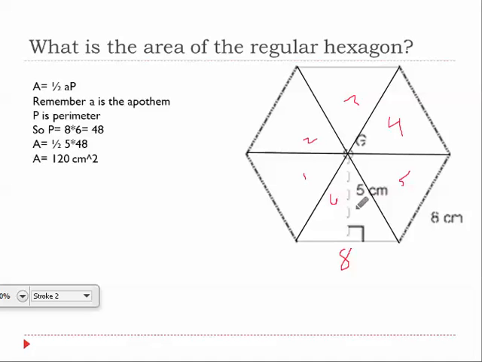I want to show you something. See how that 5 is the height of the triangle? It's also the apothem. This P, which is the perimeter of the hexagon, I've got 6 triangles going around, and each one of them has a base of 8. So 6 times 8, that's the perimeter, isn't it? 48. If you put all that together, you could see how we're using triangles to find the area of a hexagon.